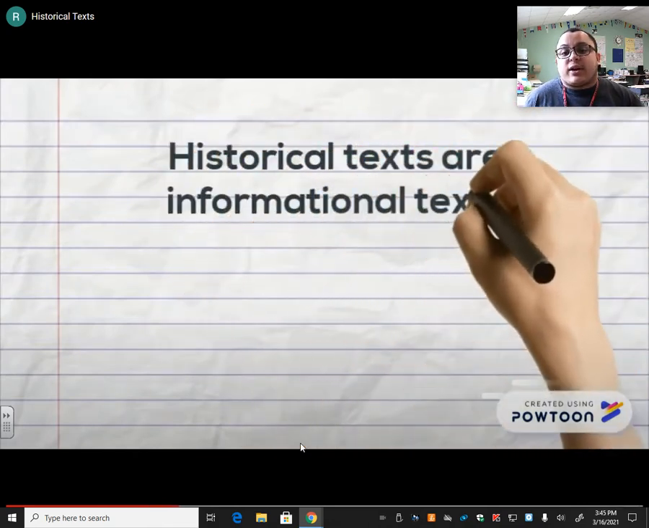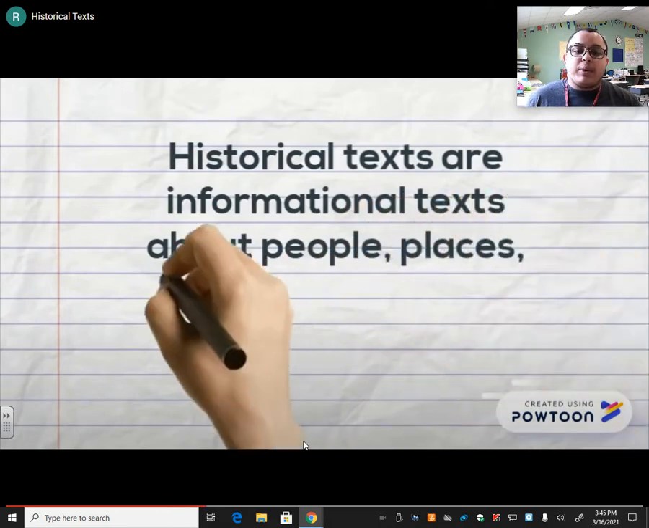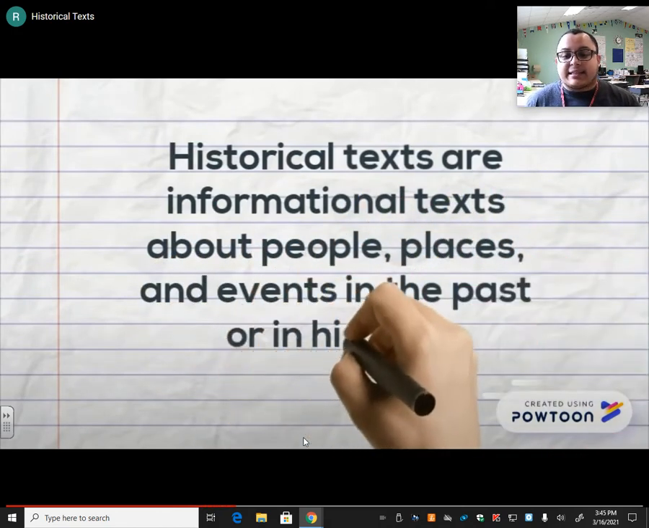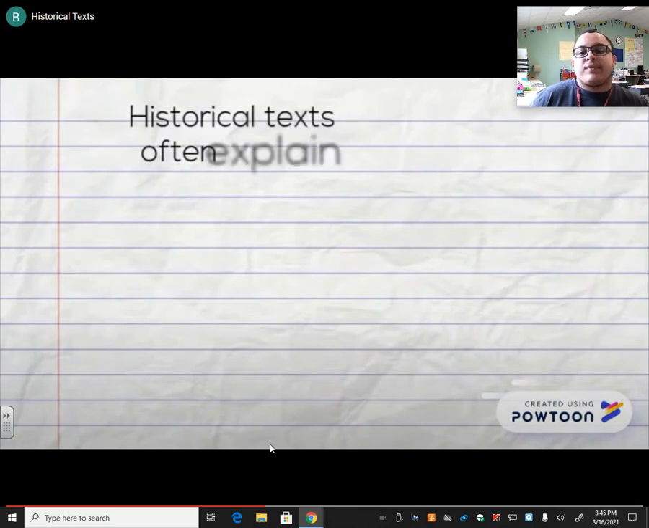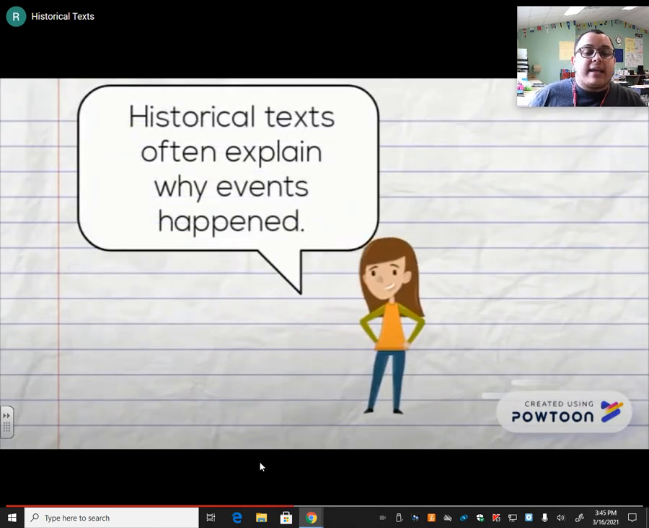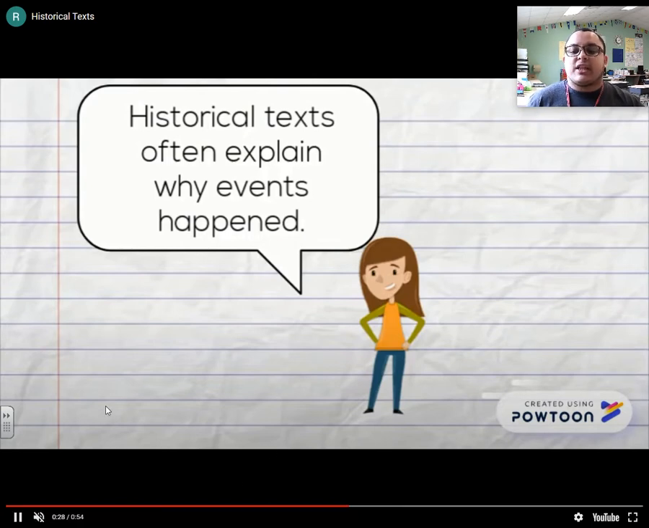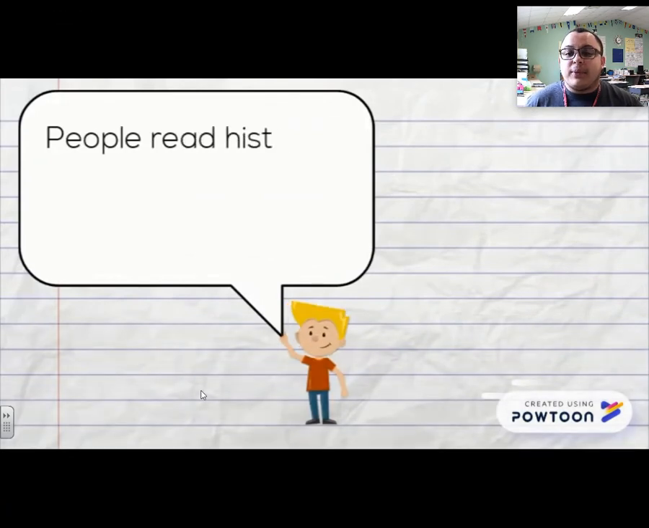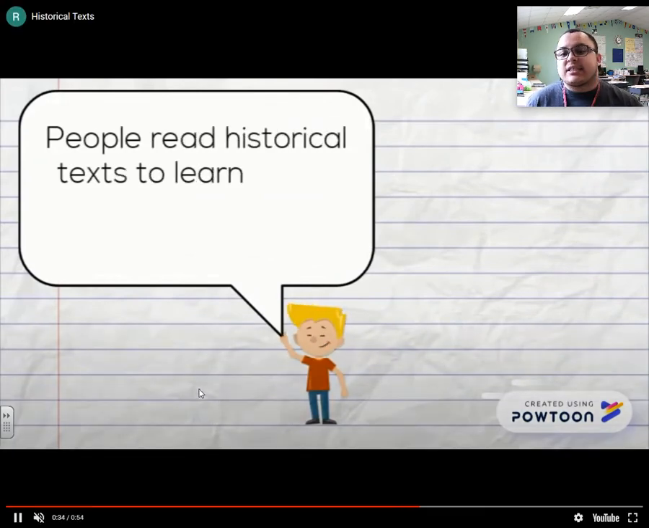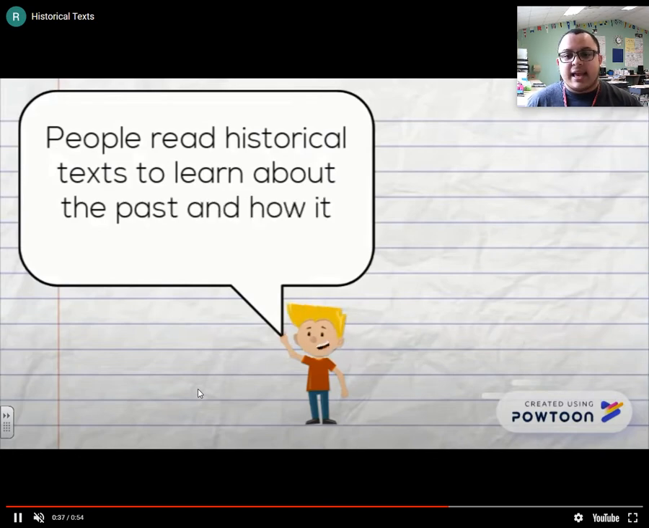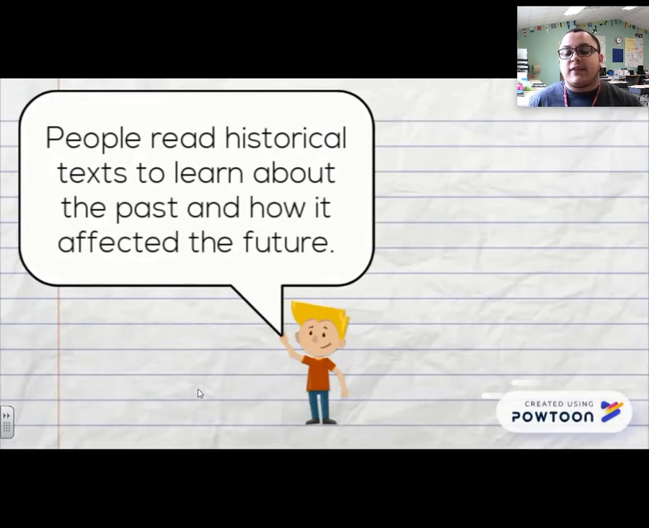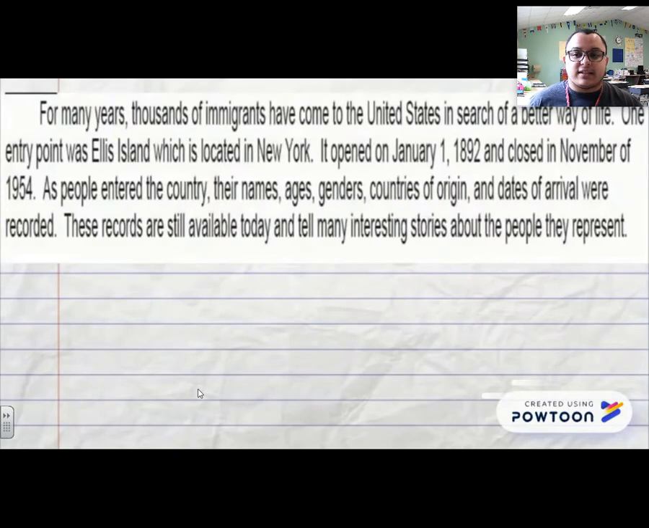So historical texts are informational texts about people, places, and events in the past or in history. Historical texts often explain why events happen. So we just learned why these scientists were trying to research more about Antarctica. So people read historical texts to learn about the past and how it affected the future. So cause and effect, how it affected the future.